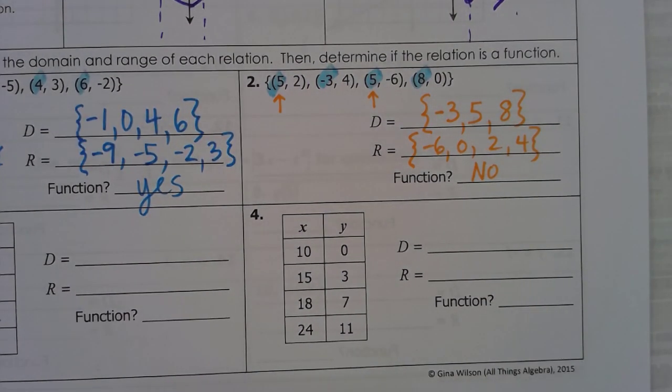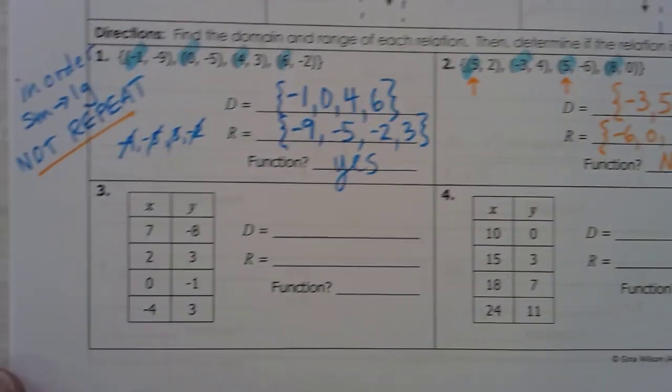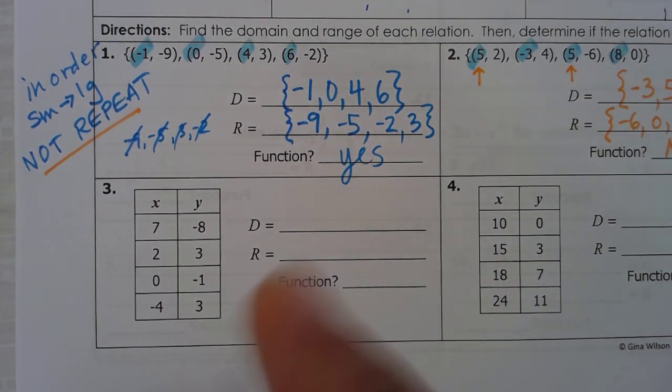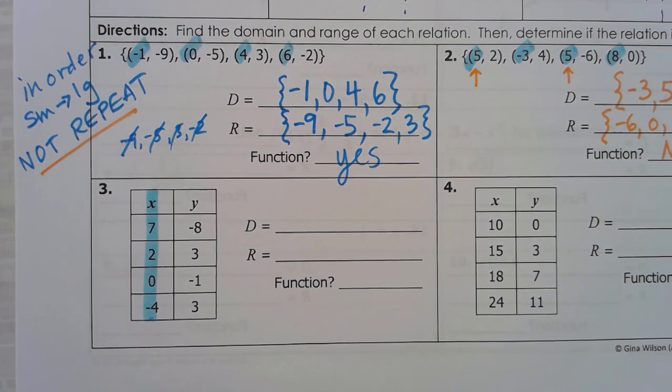Cool. Okay, so the table's the same thing. Like literally the same thing. It's just your points are written up and down instead of sideways. So again, we're still just looking at the x's. So is this a function? Yes.